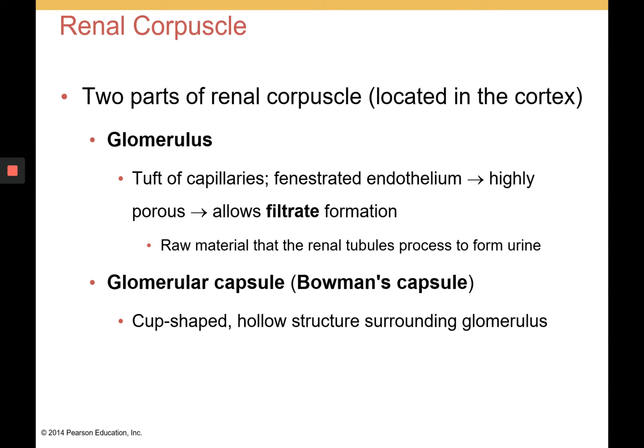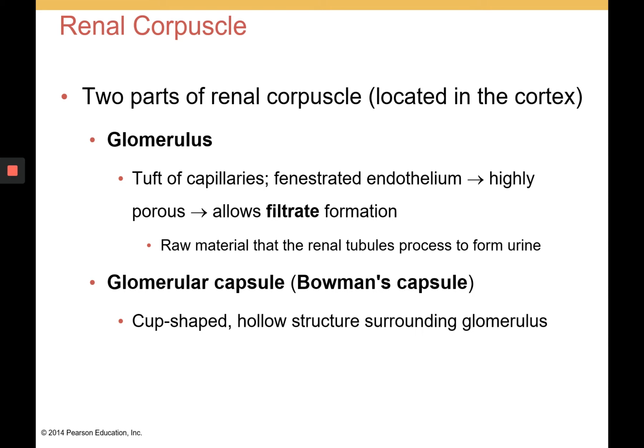The glomerulus is a capillary bed. It's fenestrated, that means it has pores, so it's highly porous, and it allows for glomerular filtration, which is just filtration, with glomerulus in front of it because that's where it occurs. Glomerular filtration occurs where the capsule and the glomerulus meet. This allows filtrate formation. Filtrate is the fluid that enters the nephron. Filtrate eventually becomes urine.